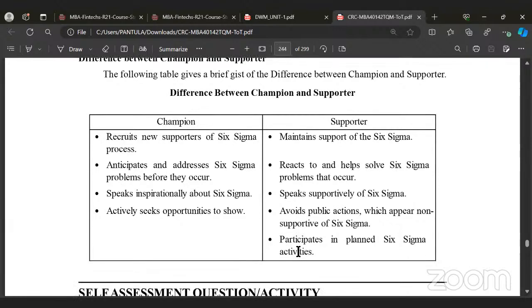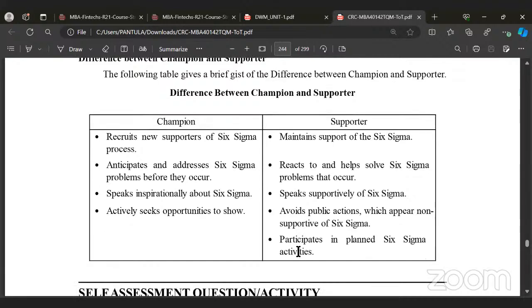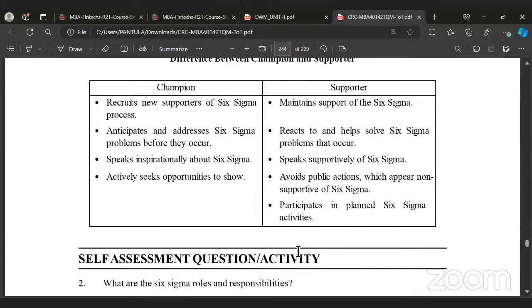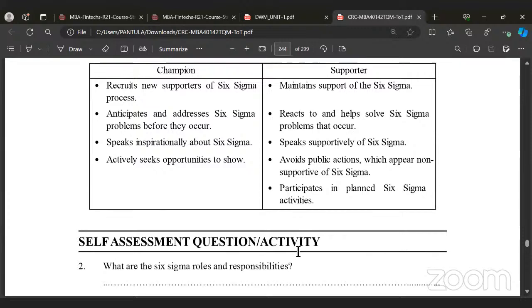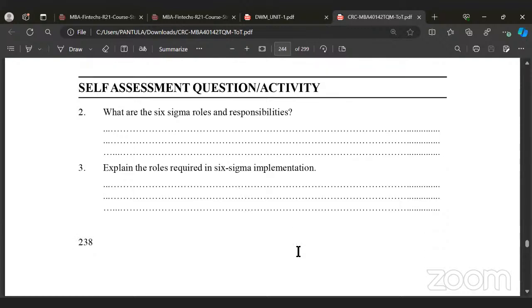The difference between champions and supporters: here the champion recruits new support for Six Sigma. The supporter maintains support for Six Sigma, anticipates and addresses Six Sigma problems before they occur, reacts and helps solve Six Sigma problems that occur. Speaks inspirationally and supportively about Six Sigma, actively seeks opportunities to show support, avoids public actions that appear non-supportive of Six Sigma, and participates in the planned Six Sigma activities. So these are the things.